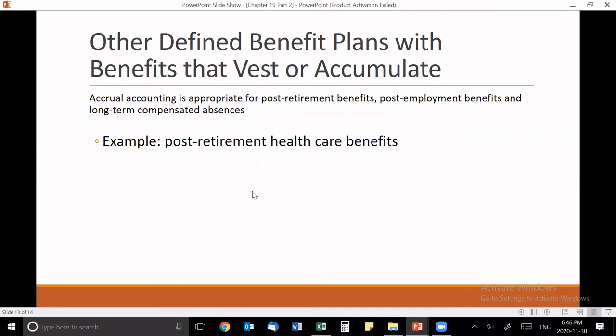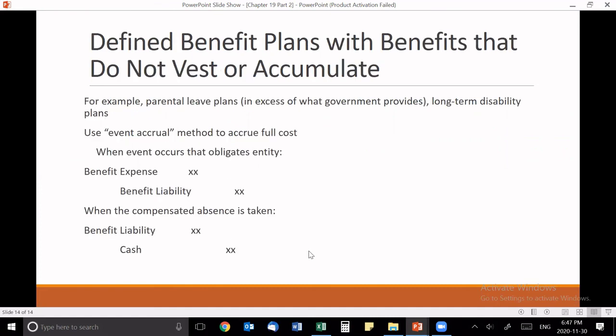So other defined benefit plans, so we just talked about pensions, but there are other benefit plans such as maternity or paternity leave, health benefits, long-term compensated absences like sick leaves, stuff like that. In order to deal with all of those, we don't have to do the crazy schedule or anything like that we did with our defined benefit plans. What we do is we just use the accrual method.